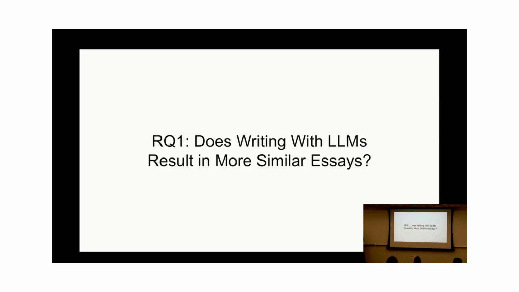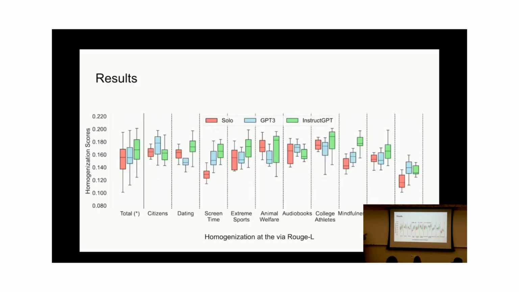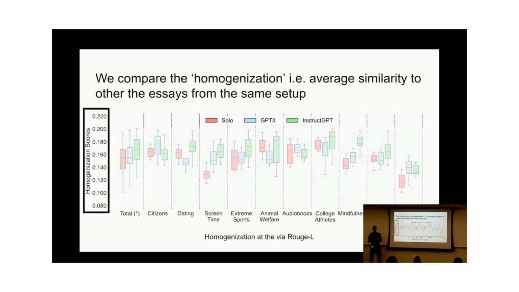The first research question is, fundamentally, are people writing more similarly? Our contribution in this paper is, first, we formalize what's called a homogenization score. What you see on the y-axis of this plot is homogenization, or the average similarity of a particular essay to all the other essays that come from the same setup. A person writes about what kids should be taught at school, and how similar is it to all the other essays that are written in the different setups? In this case, a higher y-axis value corresponds to more similar writing.